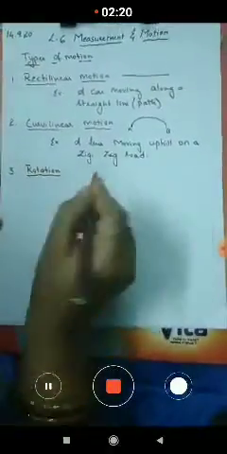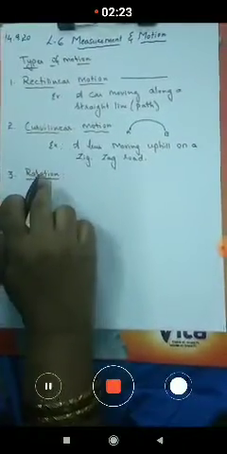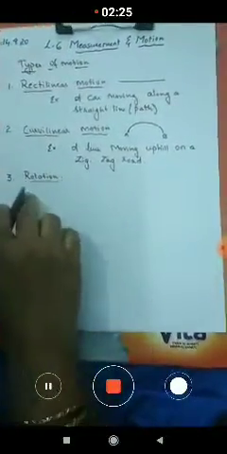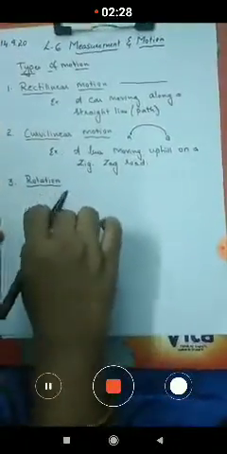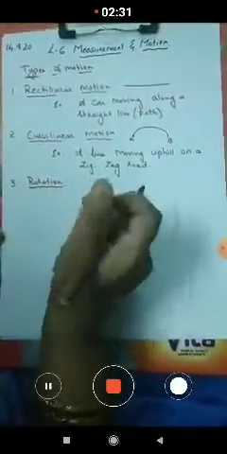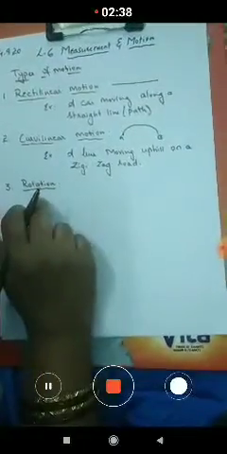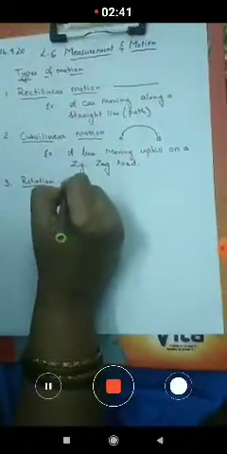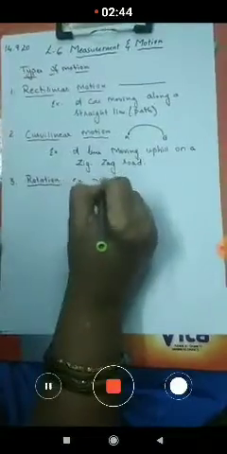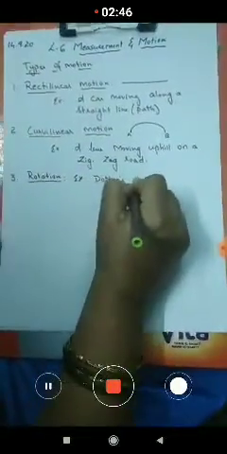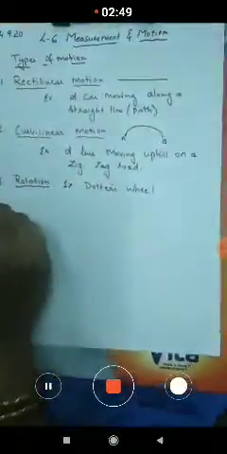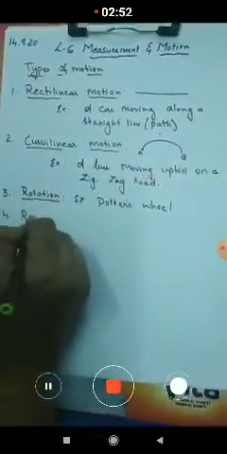The third type of motion that we studied was rotation. So an object is said to be in rotation when it keeps on moving round and round along its own axis. Such type of movement is called rotation. The example we learnt was the potter's wheel.